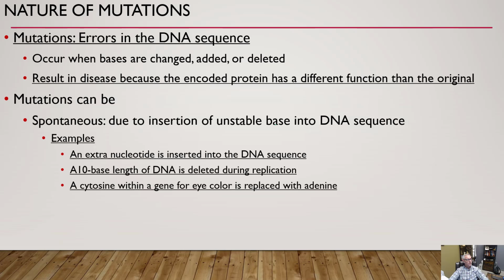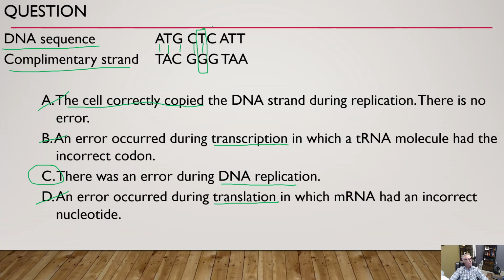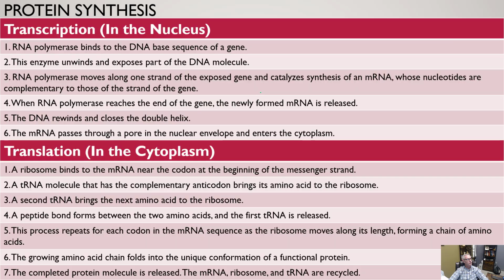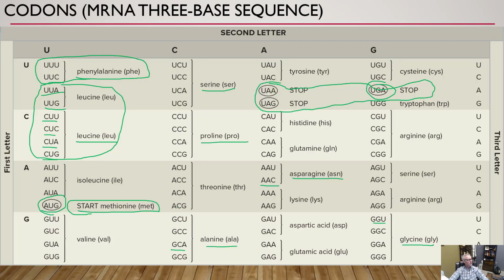And we saw that here, GGG is very different than GAG, which is what it should be. So GGG is glycine, and GAG would be glutamic acid. So that would be because the encoded protein has a different function than the original.